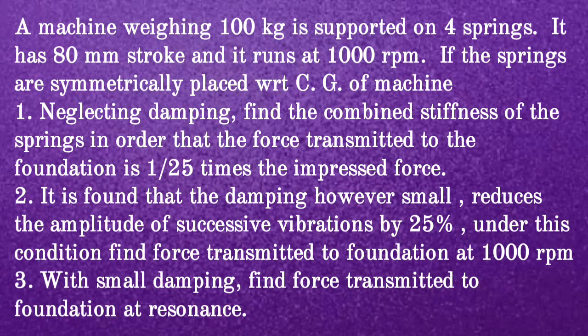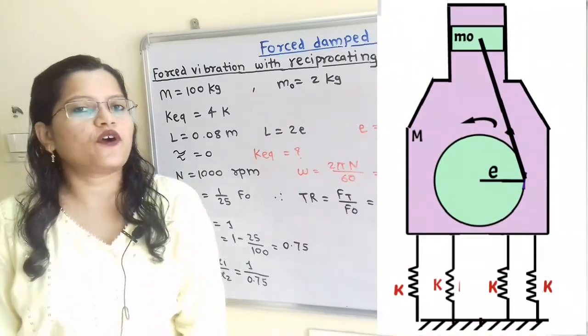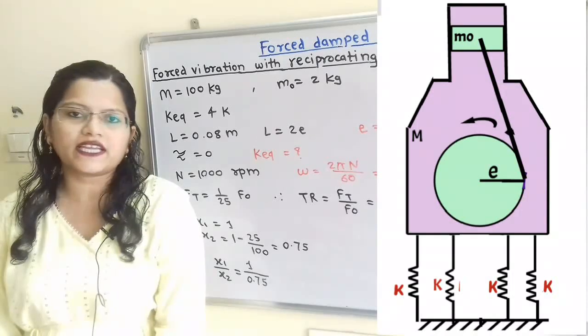Second question: it is found that the damping, however small, reduces the amplitude of successive vibrations by 25%. Under this condition, find force transmitted to foundation at 1000 rpm. Third question: with small damping, find force transmitted to foundation at resonance. This is the question for forced vibration with reciprocating unbalance.